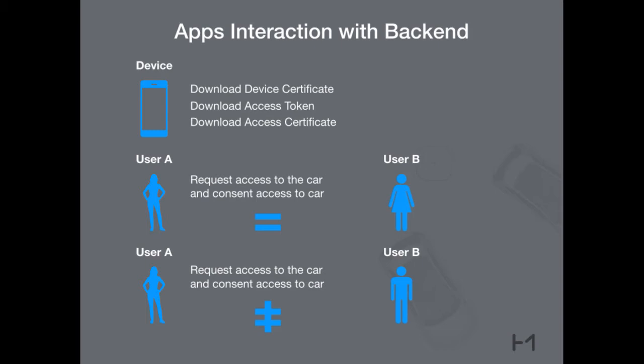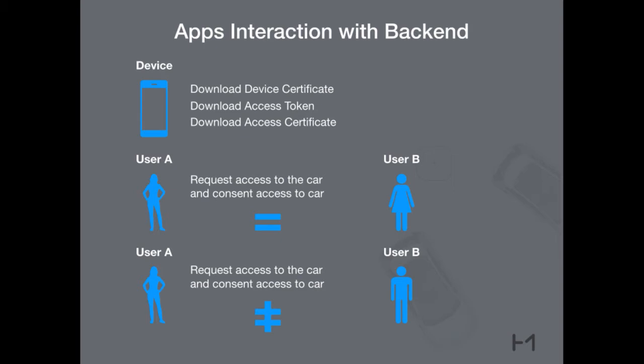In order to integrate your backend, we need to download three things from the backend services. You need to download the device certificate and access token from Developer Center. And you need to download the access certificate, which we make much easier by implementing it inside the SDK. And if the names are scary, don't worry, I'm going to explain them in the next slides. Just bear in mind that depending on your app functionality, the phone user and car owner could be the same person or different persons.